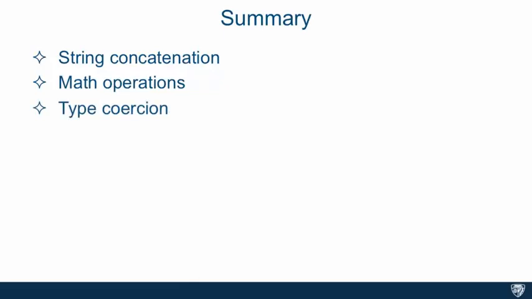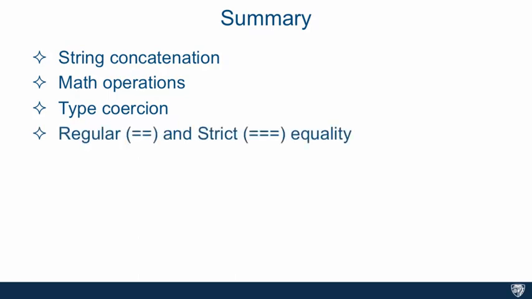We spoke about type coercion, that is dynamically converting a type to a different type for either addition or comparison or other types of operations that would need both sides of the operand to have the same type. We also spoke about the regular and strict equality, the regular equality being with double equals and the strict equality being with triple equals.